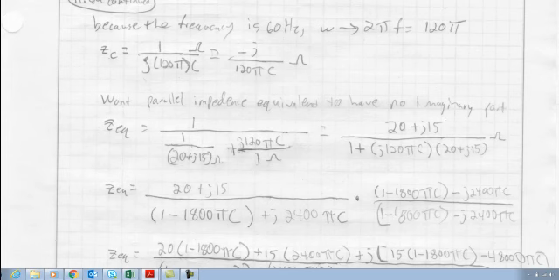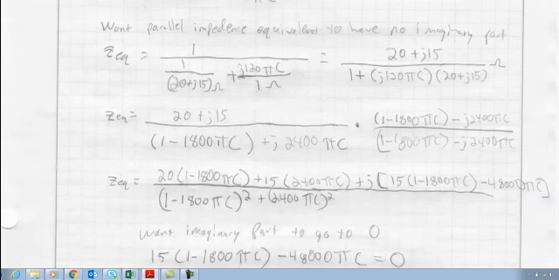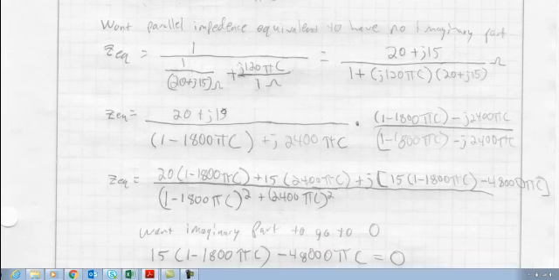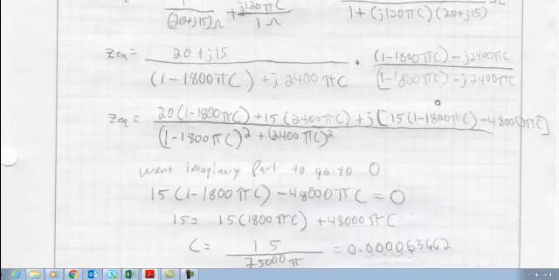And then we can go ahead and multiply on through. And so here's what we get here, putting together our real terms, putting together our imaginary term in the denominator. Now what we want to do is multiply the equivalent impedance by the complex conjugate, top and bottom. And so here I'm just multiplying by the complex conjugate of the 1 minus 1800 pi c plus j 2400 pi c. So here complex conjugate, just put in the negative. And so now I get down to here.